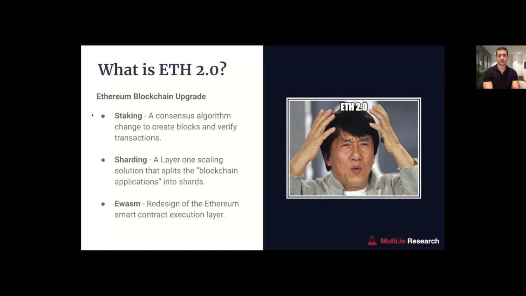Phase one is all about sharding. Sharding is a layer one scaling solution that splits a blockchain like Ethereum into many smaller blockchains called shards. And phase two is all about eWebAssembly. eWebAssembly is a redesign of the Ethereum smart contract execution layer. Let's explore the Ethereum 2.0 roadmap to get more details on each of these phases.